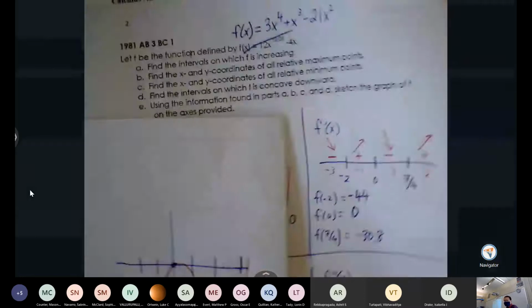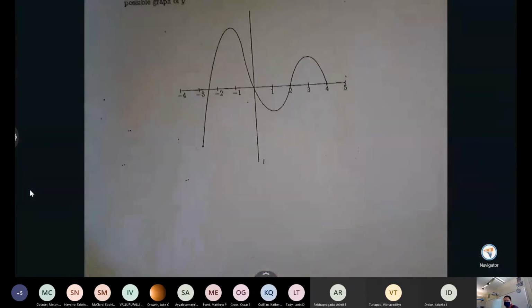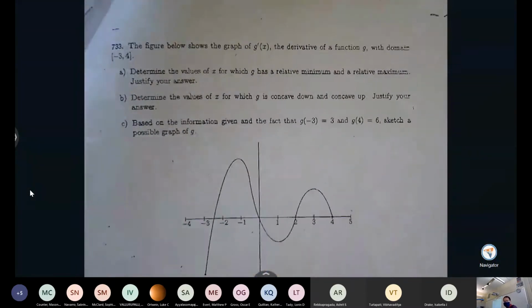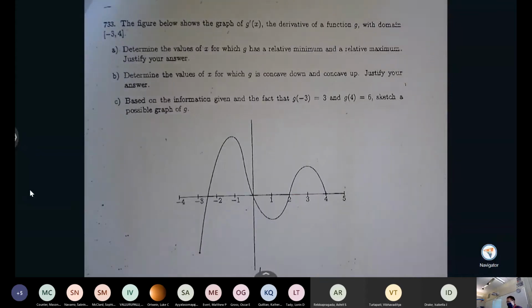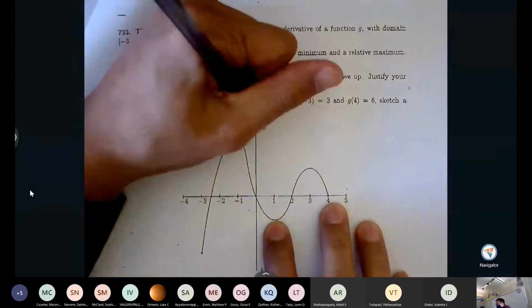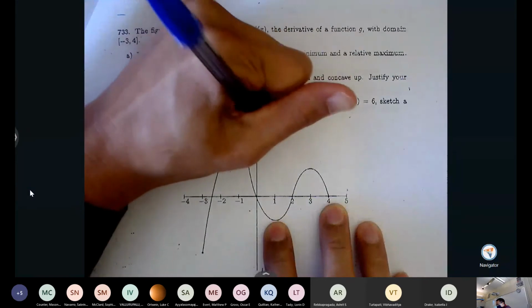Okay, all right, let's do one more. And this is number 3. This is a derivative graph. You'll see an F prime or G prime. So we're just kind of hitting the big three of your tests, right?